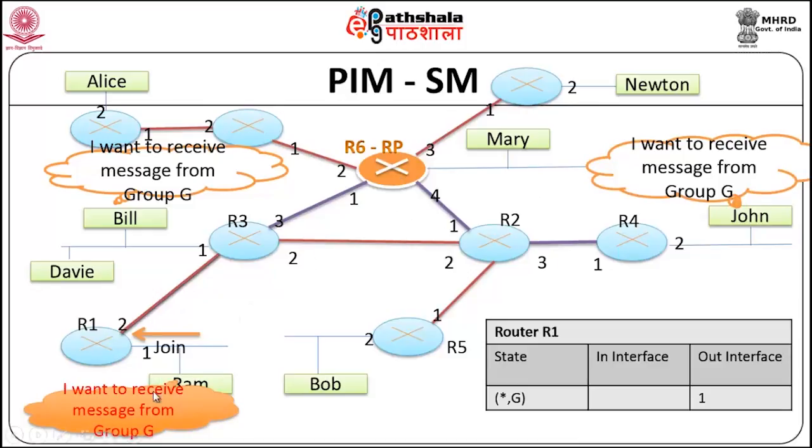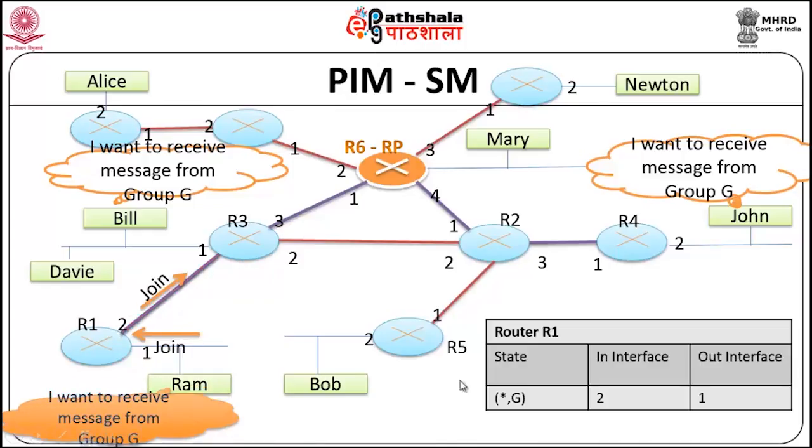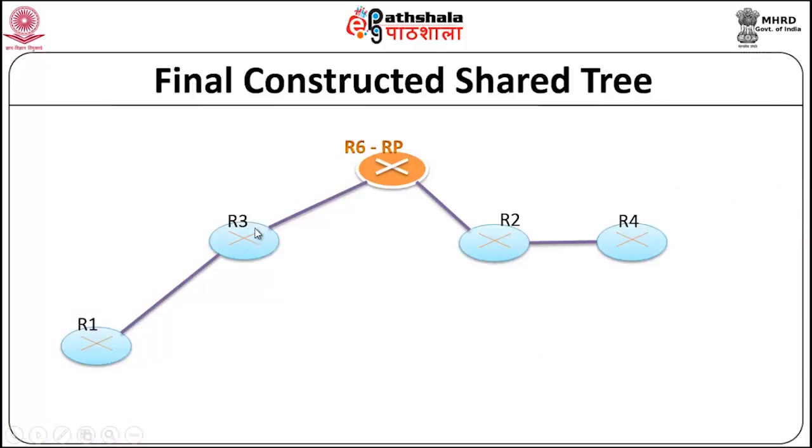Let us say another person here, Ram, wants to join and receive messages from this group. He sends a join to R1. R1 similarly makes an entry star comma G, the in interface is 2 and the out interface is 1, and forwards it to R3. Now at R3 it will stop. There will be no join message sent over here, which is why I have shown it as a crossed out thing. The join will stop with this. So you will have a final shared tree constructed, which has the RP as the root, and through R2 and R4 you have a path, and through R3 and R1 we have a path. This will be the shared tree that is constructed.